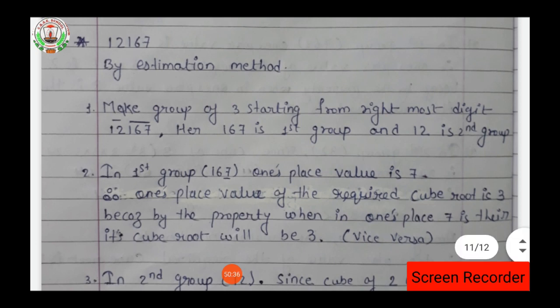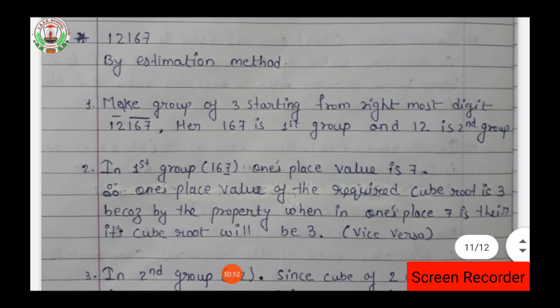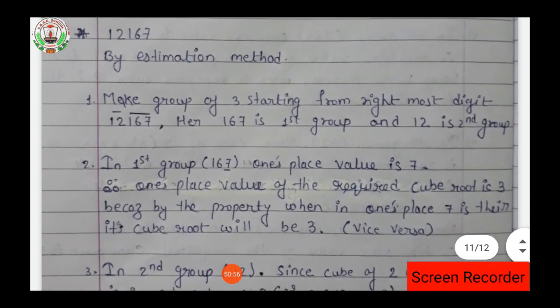So according to the property, when the number ends or unit place is 7, its cube root will have 3 in ones place. So what is the number comes in the ones place value of the cube root of 12,167? That will be 3. Okay. Now the next, the second group is 12.